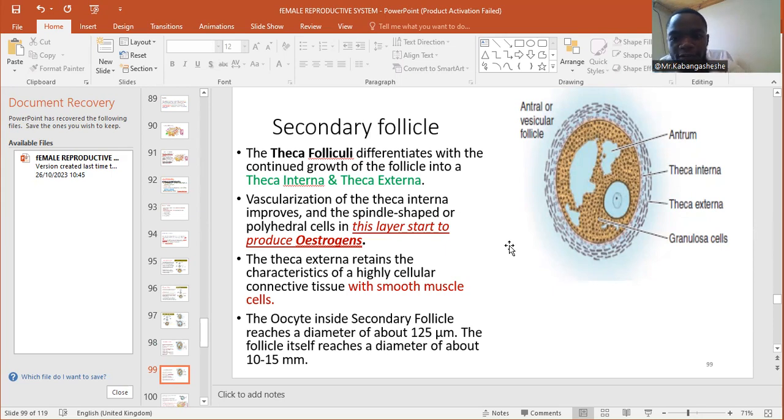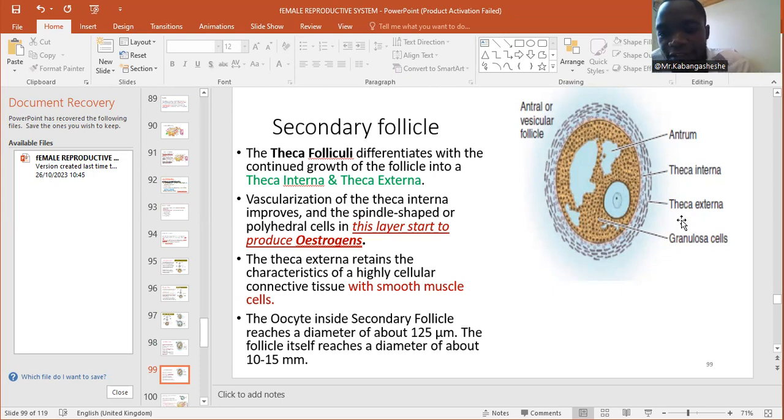So before formation of the antrum, we see that the theca interna and the theca externa receive blood vessels from the medulla. Remember that the medulla is the core or the central part of the ovary. Okay. And that's where we find blood vessels, lymphs, and nerve plexus. So blood vessels from the medulla enter the theca cells, both the theca externa and the theca interna.